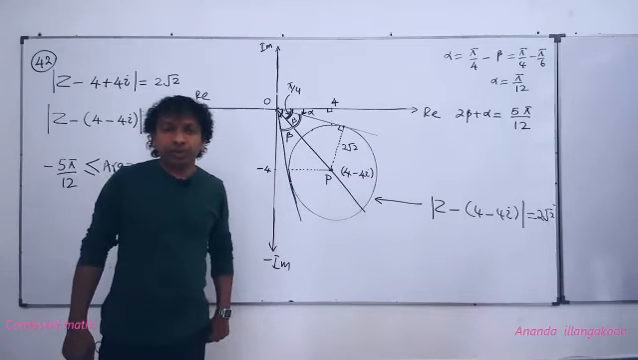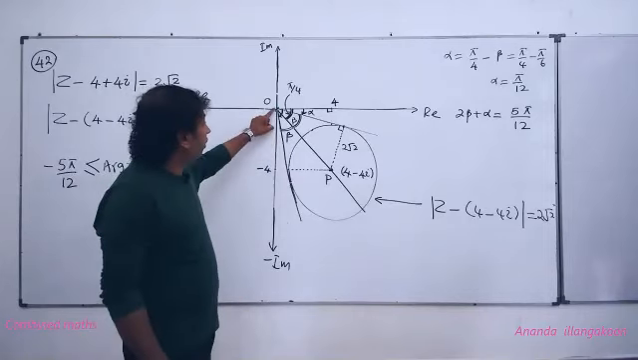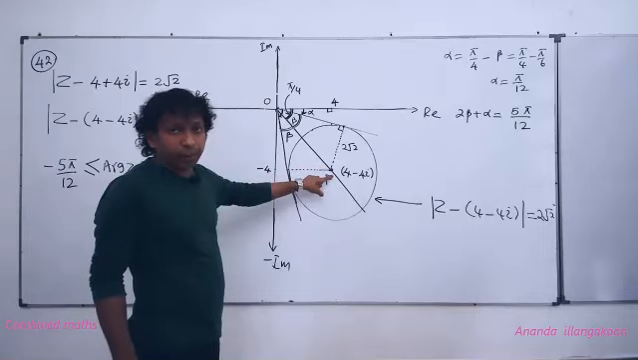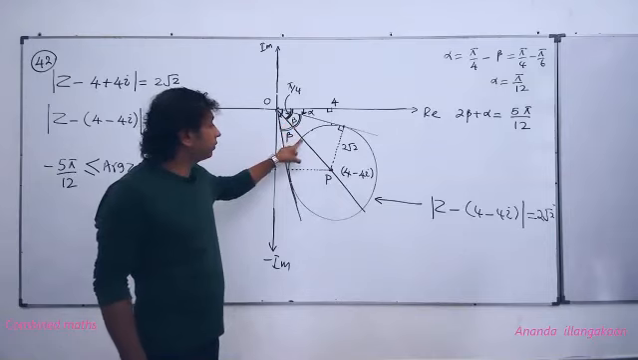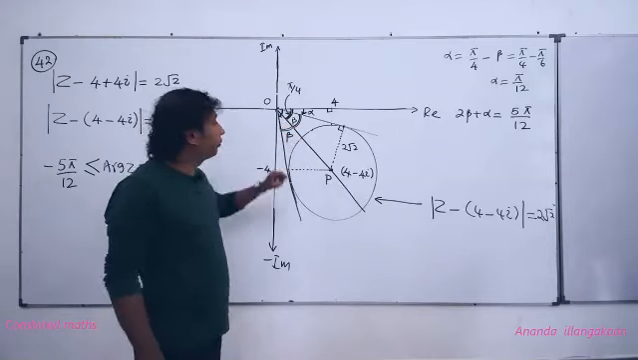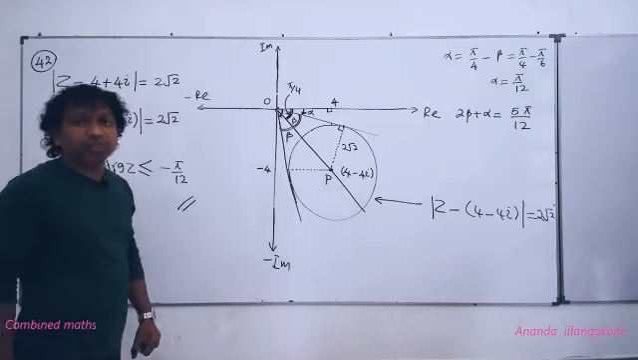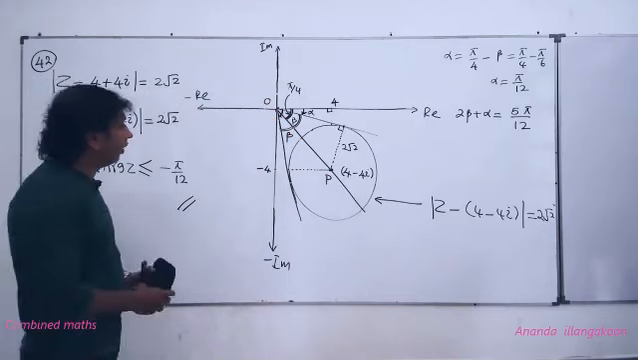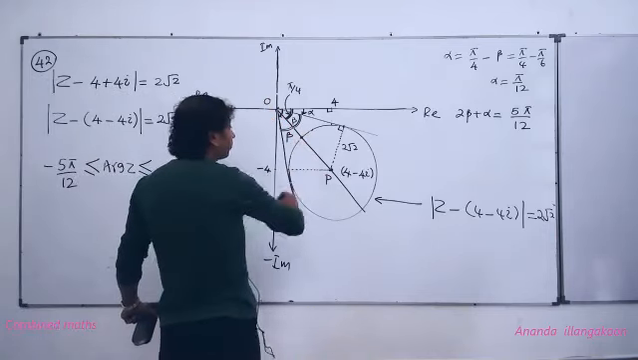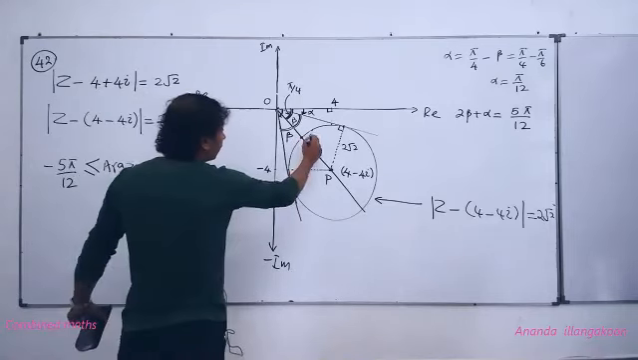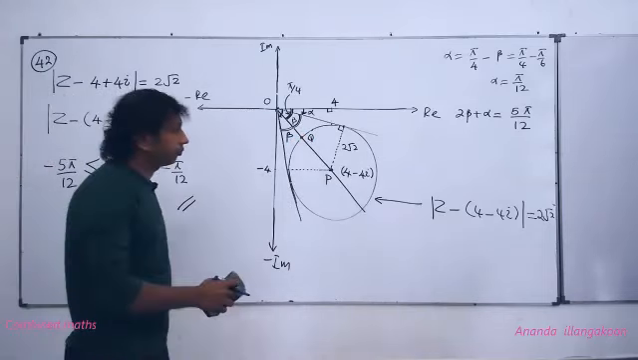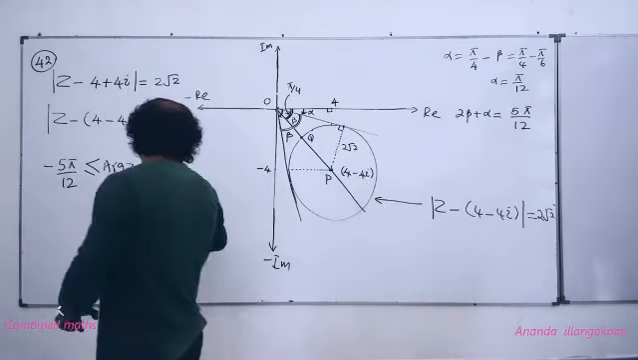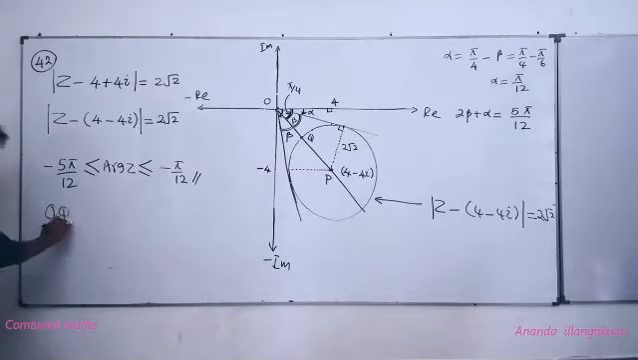We know, people, the minimum distance from the origin to the circle: when we join the origin and the center of the circle by a line, that line cuts the circle at two points. The closest point is this. That length is the shortest distance, the minimum mod. Then you can find this length. If I take this point as Q, OQ is the minimum mod z.